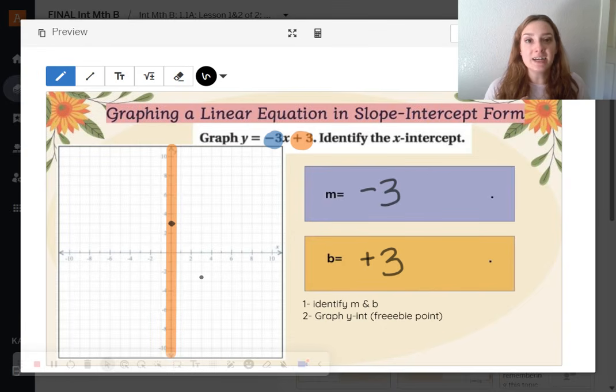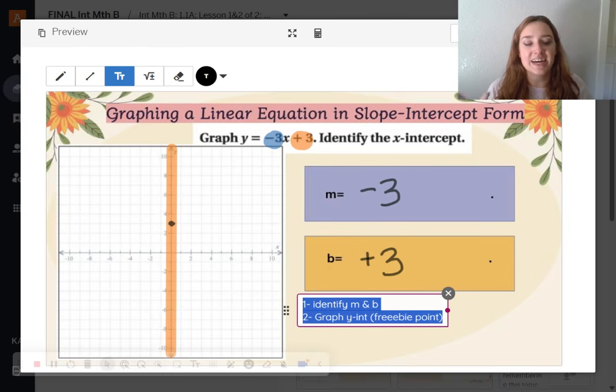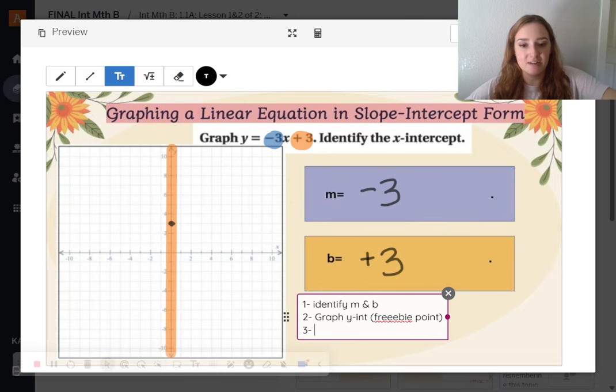When we're graphing a line, we really just need 2 points to connect the dots and make a line. So we're already halfway there, guys. Halfway there. We've got our freebie point. Now what do we do? How do we get to that next point so we can connect those dots literally and make a line?